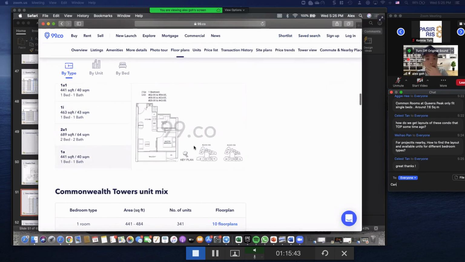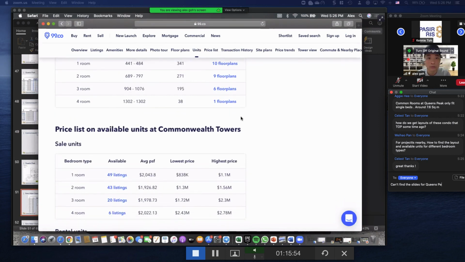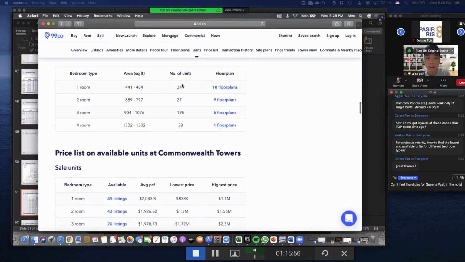Oh, can. For projects nearby, how to find the layout and available units for different bedroom types? We have the same here. You go to this 99.co, the info is all here. Then they will tell you how many unit types, how many units per bedroom type.